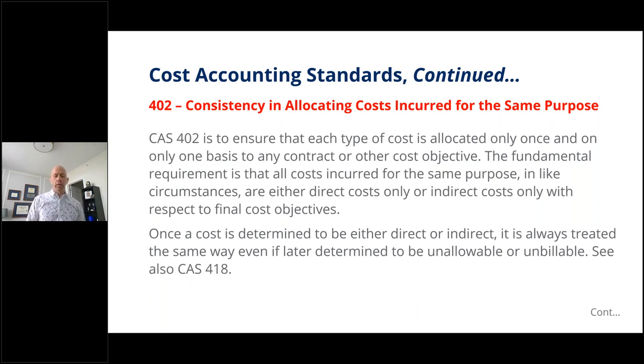Couple of examples here. One is that once a cost is determined to be either direct or indirect, it's always that way, whether or not it's allowable and whether or not it is billable, okay? So a couple of examples here. Direct travel in support of client work is typically an allowable cost as long as you're following FAR 31.